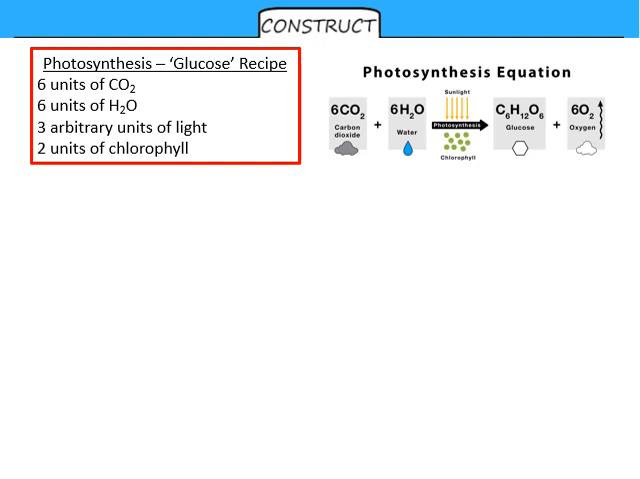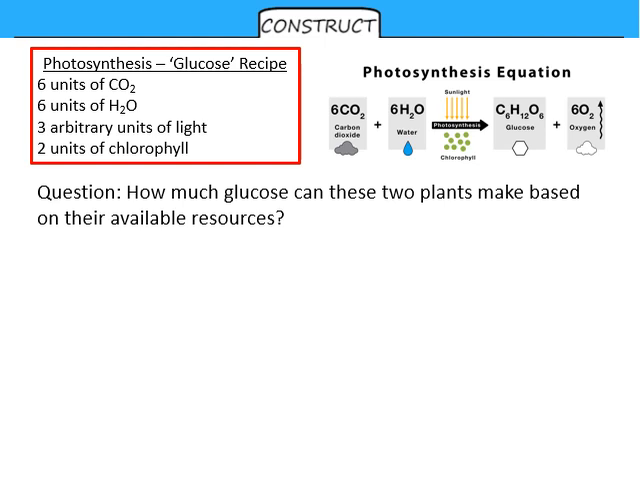Okay, we often present, and we'll see this later when we look at graphs, arbitrary units of light. Now arbitrary means it's no set amount, it's like an example. So we've looked before how in our balanced equation we need 6 lots of carbon dioxide and 6 lots of water. That's where I get my 6 units from as an example. I've also given some arbitrary units for light and chlorophyll. But if we imagine we need that exact number to make 1 glucose molecule, this can be our recipe, if you like, for photosynthesis.